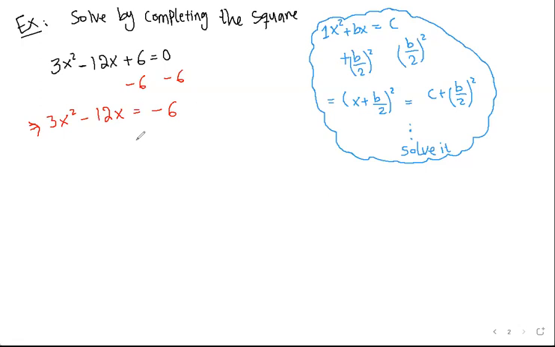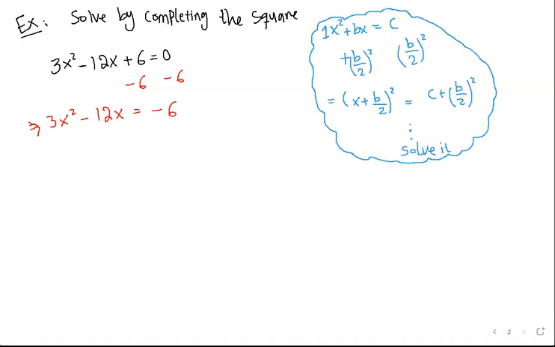Makes sense? Then here we have 3x squared minus 12x. I have to make the coefficient of x squared equal 1. Okay? So, for who asked me about the attendance, it's in the chat.